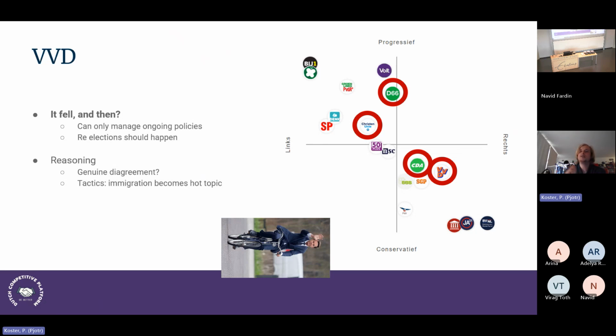So the idea is the moment that the cabinet falls on something like immigration, that becomes a hot topic. That becomes something interesting that voters care about because that's now on the news. And this is good for the VVD because they had an anti-immigration program. So in the next election they're able to get more power and therefore will be able to push more of their plans through. So this is what other people said the VVD were doing and why they had the cabinet fall.